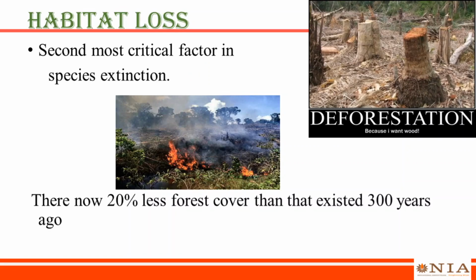Habitat loss is the second most critical factor in species extinction. Deforestation is one of the major factors contributing to the habitat loss because human beings want wood, so they're ready to cut off the forest, however big it may be. Even the Amazon forest is being cut off for want of goods which human beings want. There are now 20% less forest cover than existed 300 years ago.